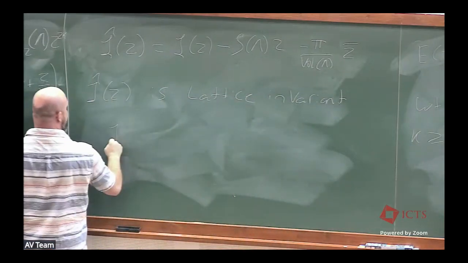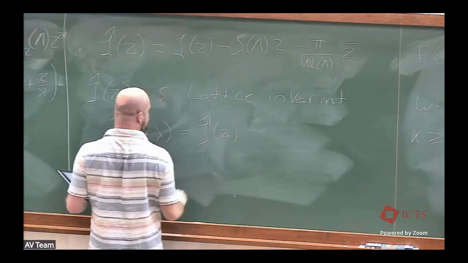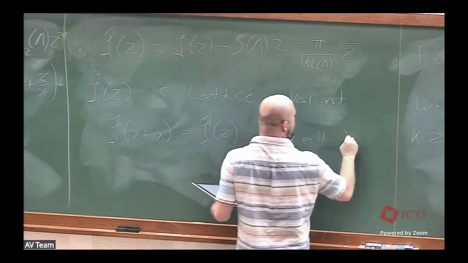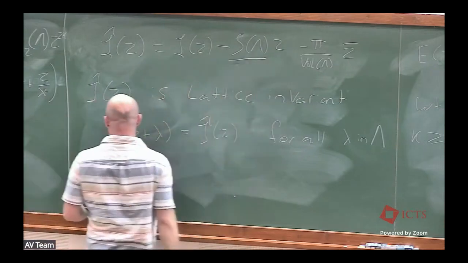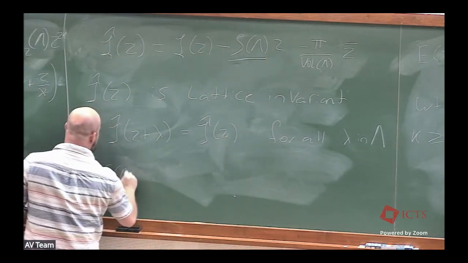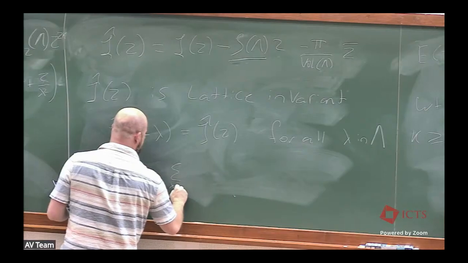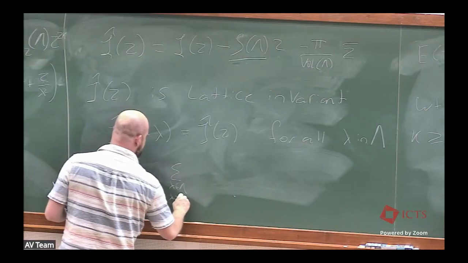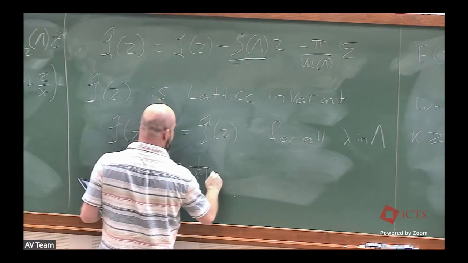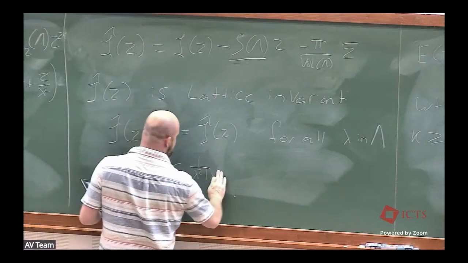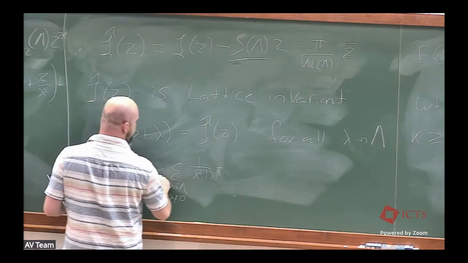And again, what do I mean by that? Z hat of z plus lambda is equal to z hat of z for all lambda in my lattice. S of lambda here is equal to the sum over lambda in my lattice, lambda not equal to 0, of 1 over lambda squared times the absolute value of lambda raised to, I shouldn't use S here, let's say a t, and then we're going to take the limit as t goes to 0.